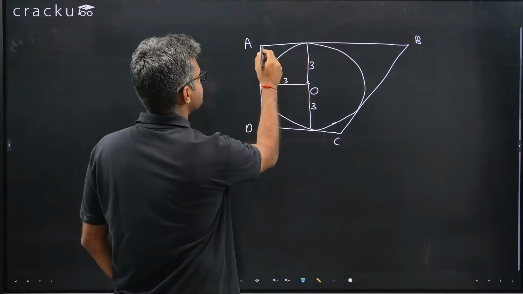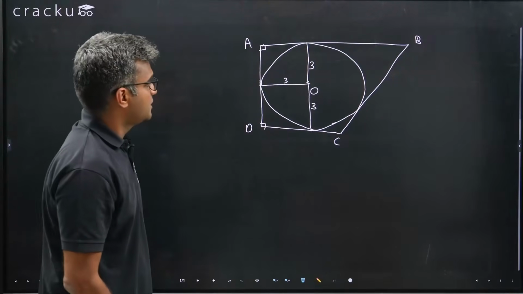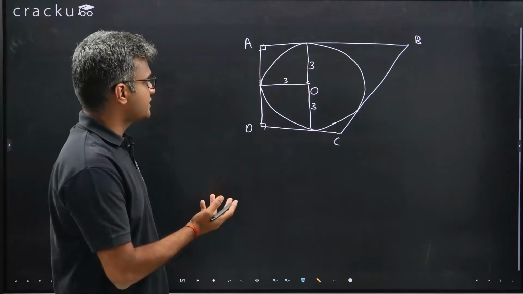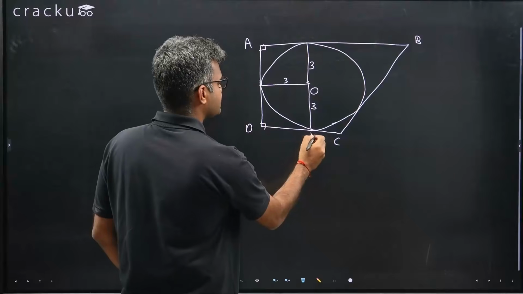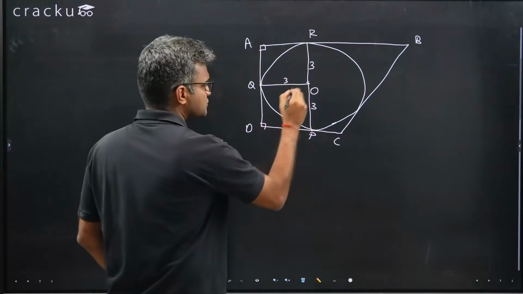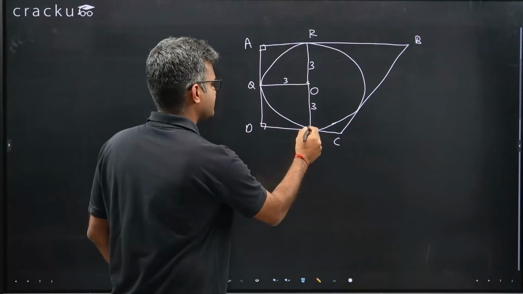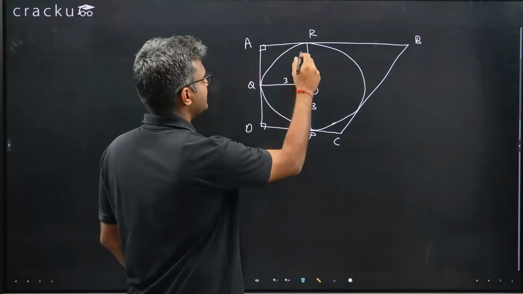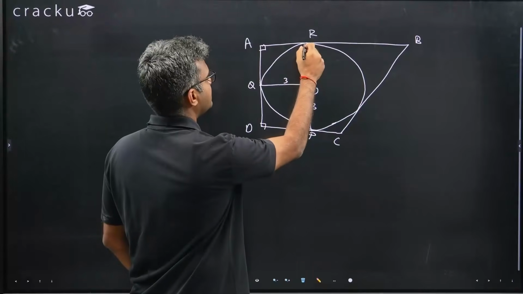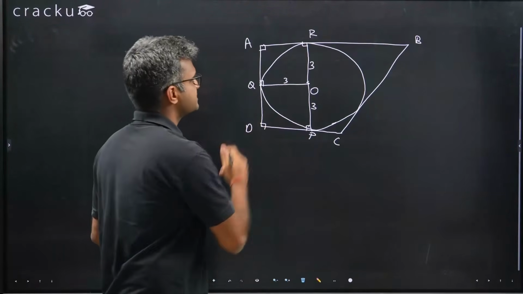This is a trapezium. We are told that this is perpendicular. So this also is perpendicular. Now, if you are thinking about these points, let us assume that these points are P, Q, and R. Because O is the center of the circle and CD is a tangent, this also will be 90 degrees. Similarly, if you are looking at O to R, this also will be 90 degrees, and this also will be 90 degrees because this also is a tangent.